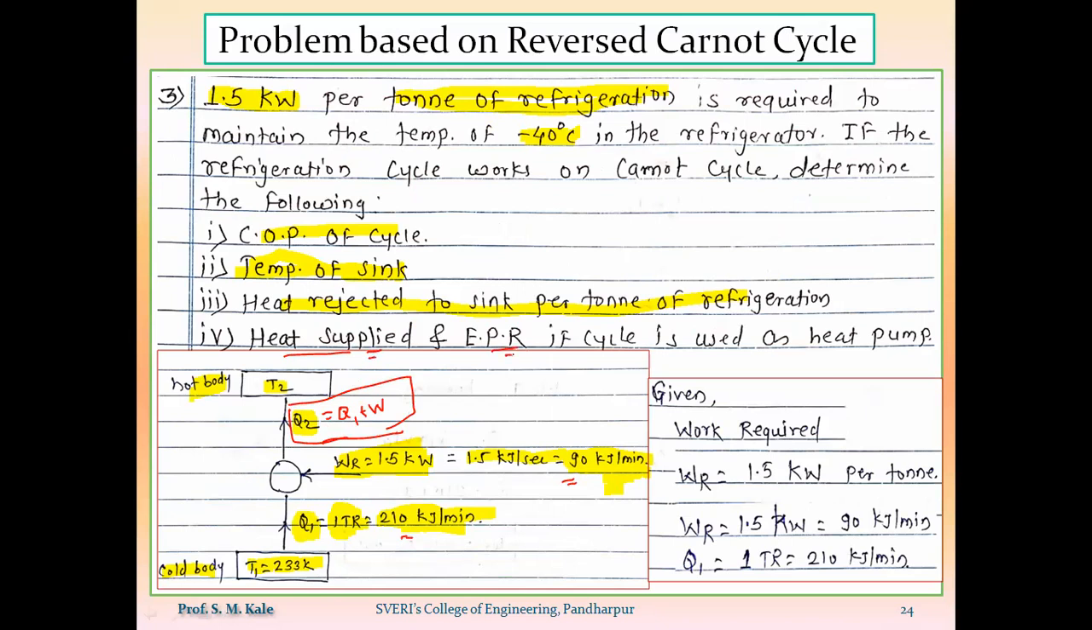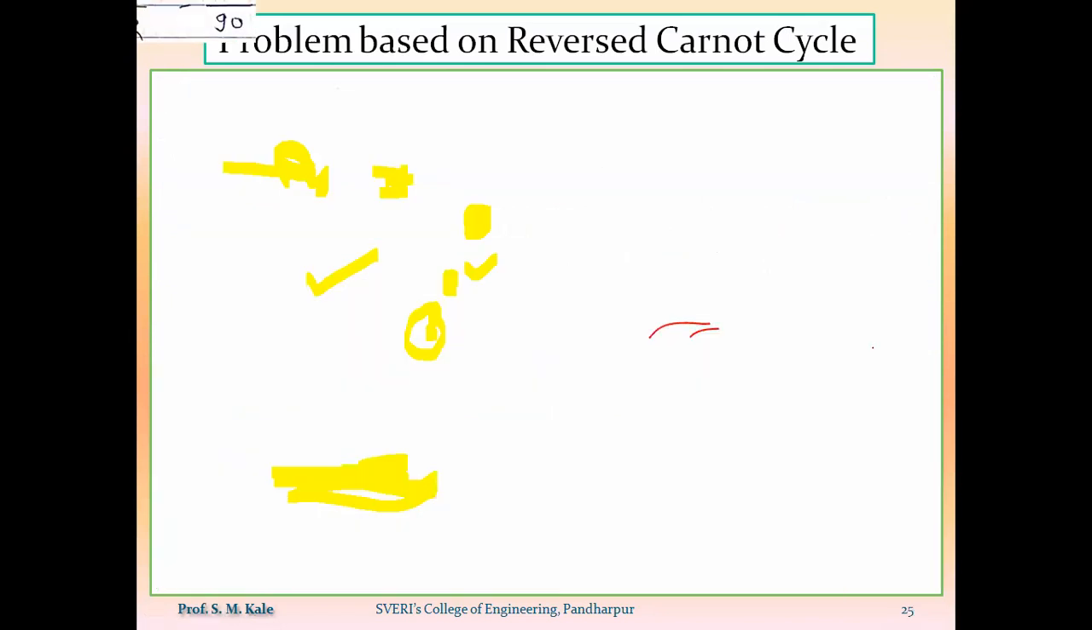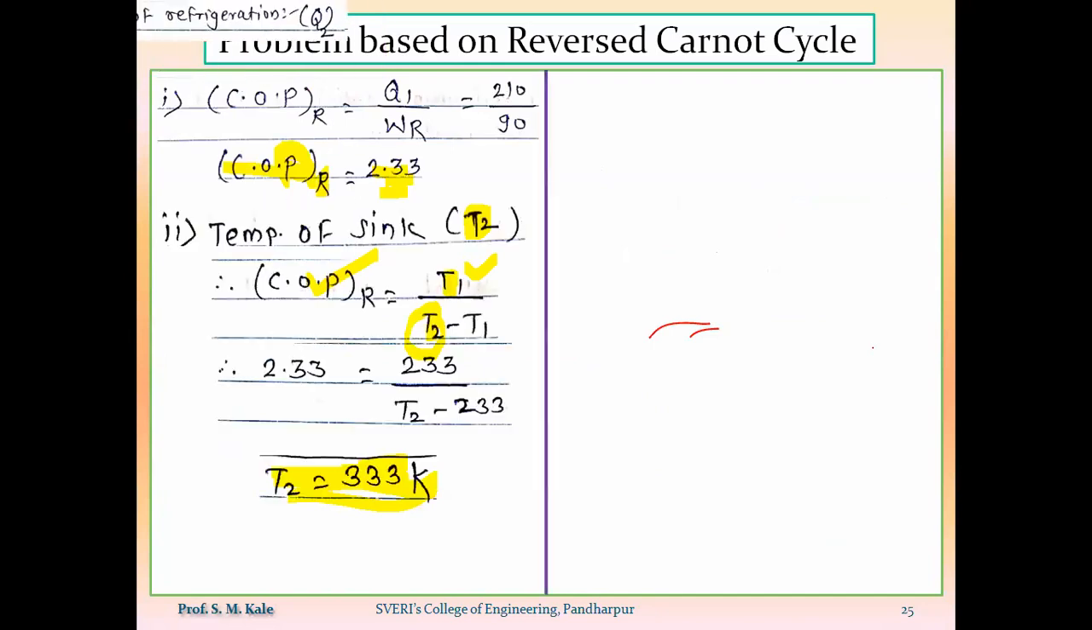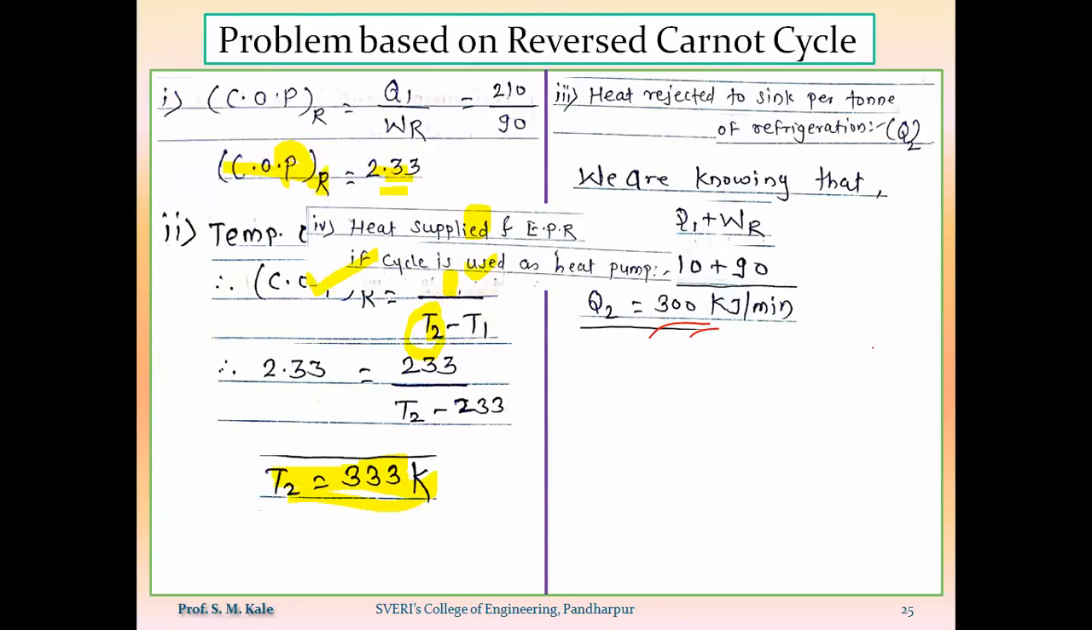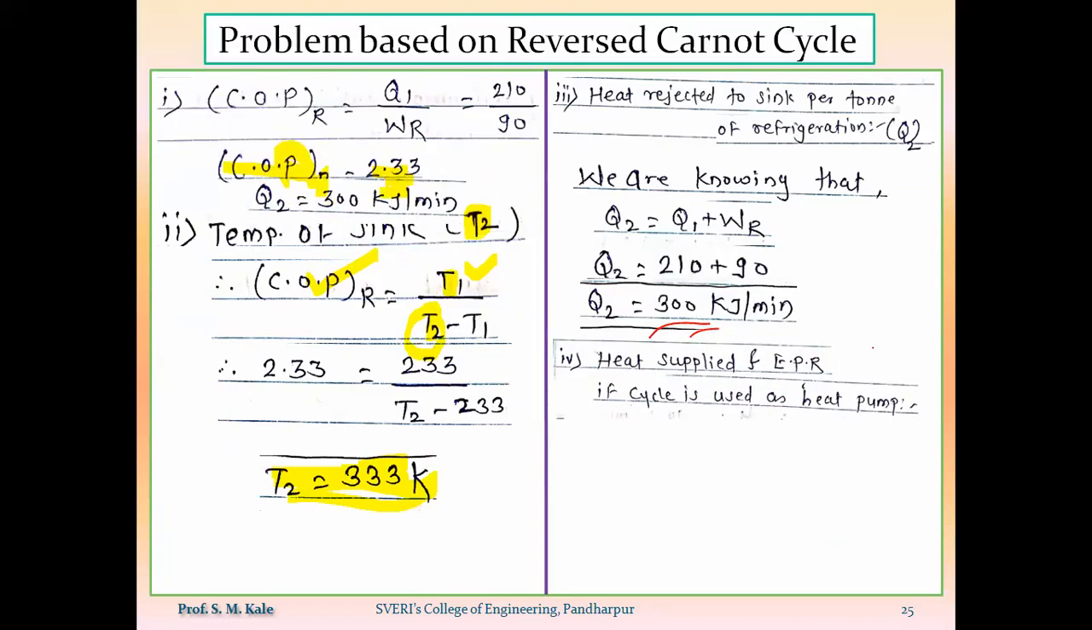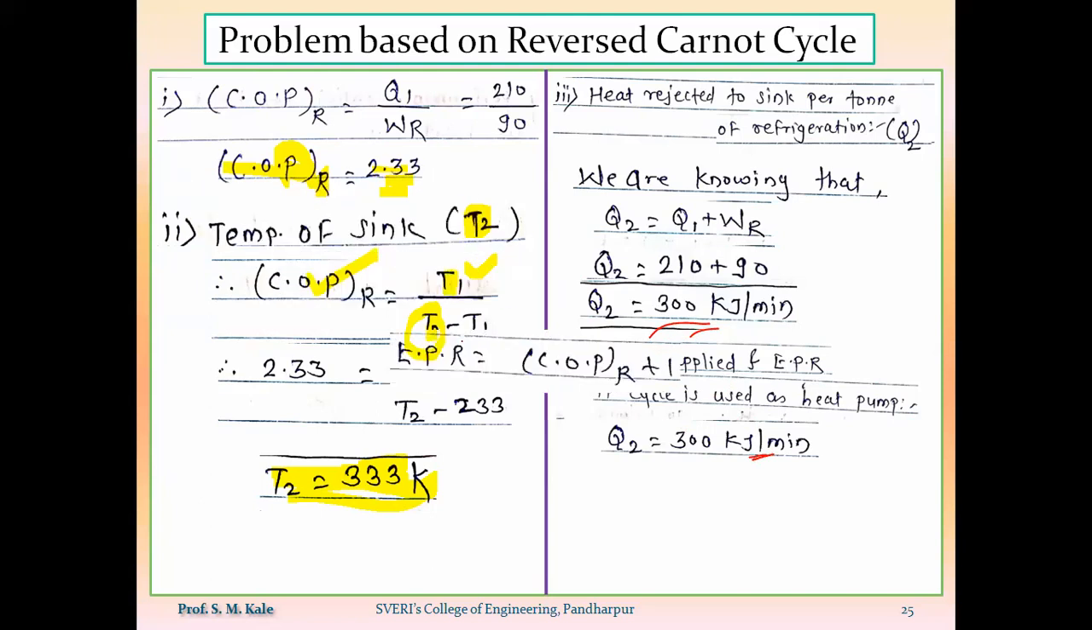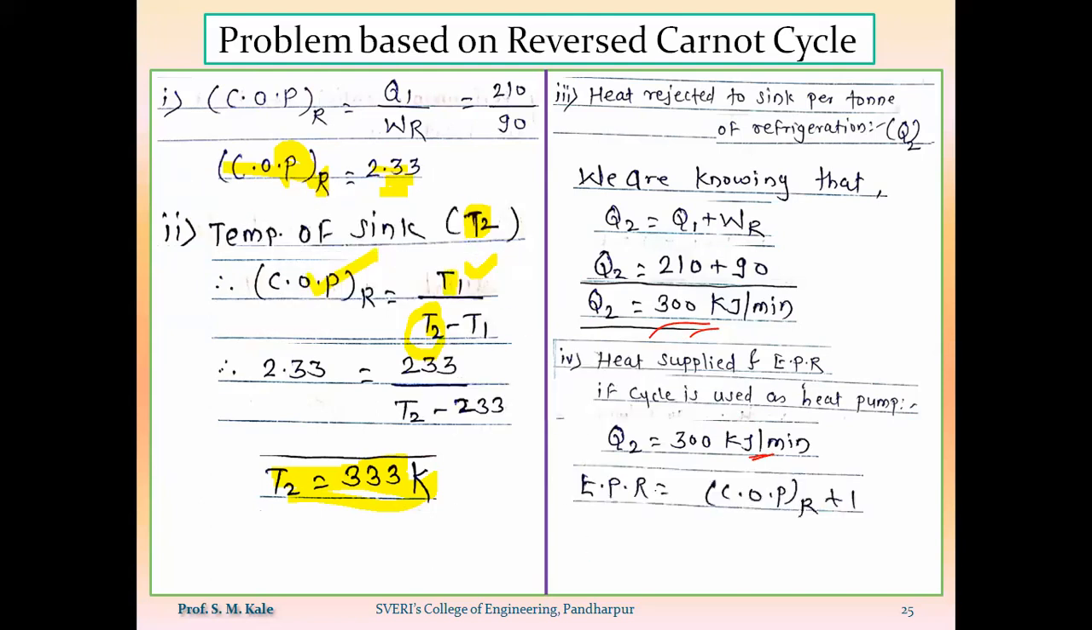And EPR, energy performance ratio, if the cycle is used as a heat pump. If the same refrigeration system is used as a heat pump, then I have to calculate the value of EPR, that is energy performance ratio, which is also called the COP of heat pump. The heat supplied Q2 is already 300 kilojoule per minute, and the value of EPR or COP of heat pump is nothing but COP of refrigerator plus 1, which is equal to 3.33. Are you getting?